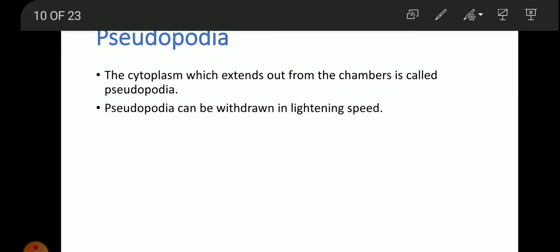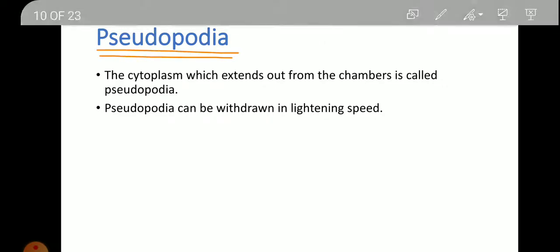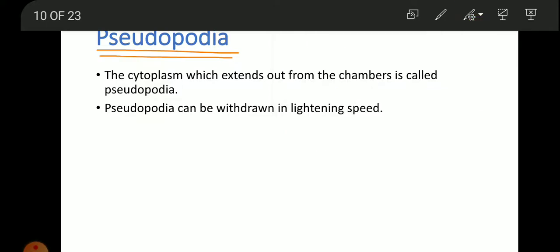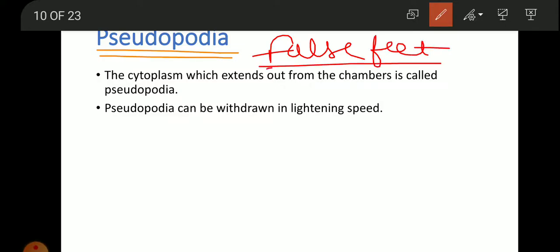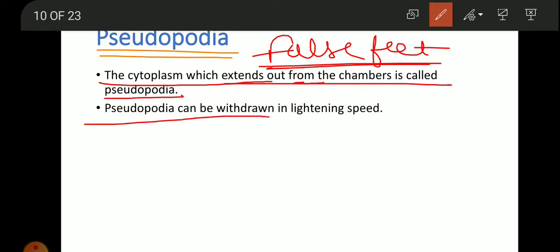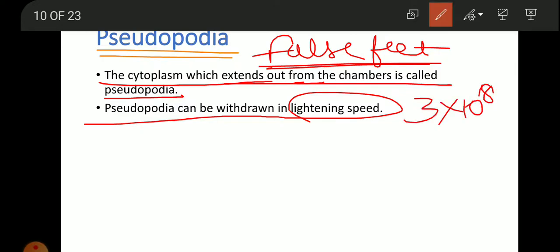So pseudopodia, we all know what pseudopodia is. Pseudopodia means false feet. These are temporary projections. The cytoplasm which extends out from the chamber is called pseudopodia, and pseudopodia can be withdrawn at lightning speed, at the speed of light, that is 3×10⁸. At this much speed, the pseudopodia can be drawn in and out.